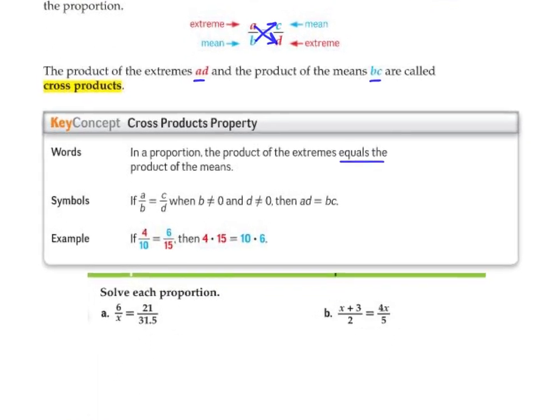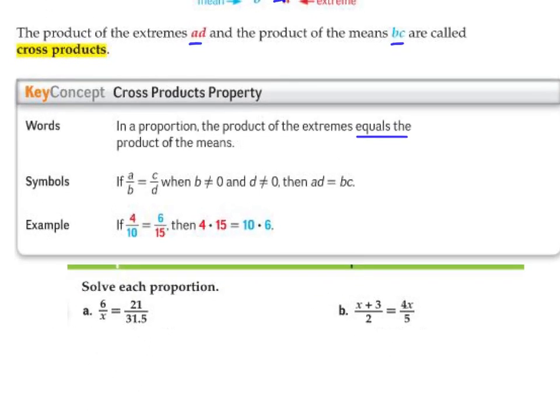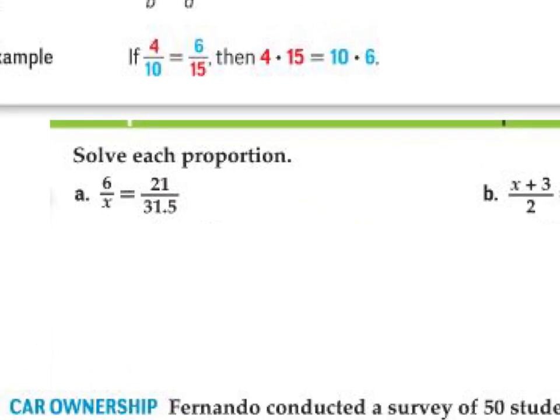So what that means is, if A over B is equal to C over D, so if this ratio equals this ratio, we have a true proportion. Then by the cross product property, we know that multiplying across, 4 times 15 should equal 10 times 6. So what that looks like in an example, we have this proportion here, 6 over x equals 21 over 31.5.